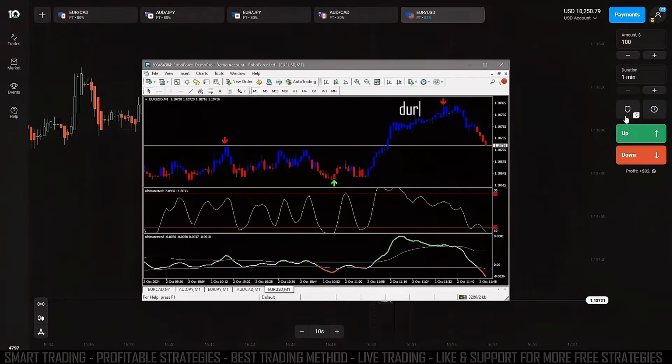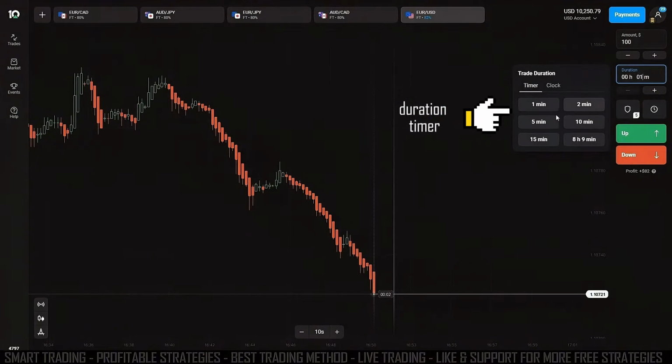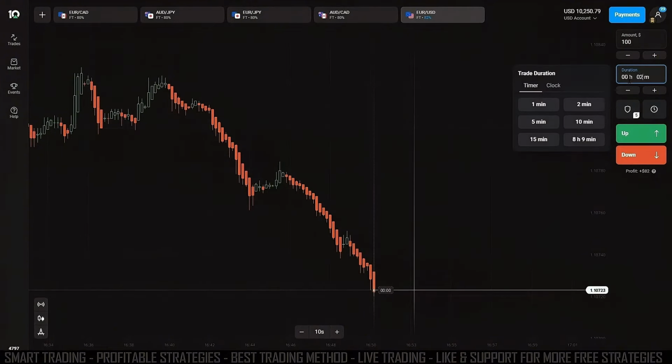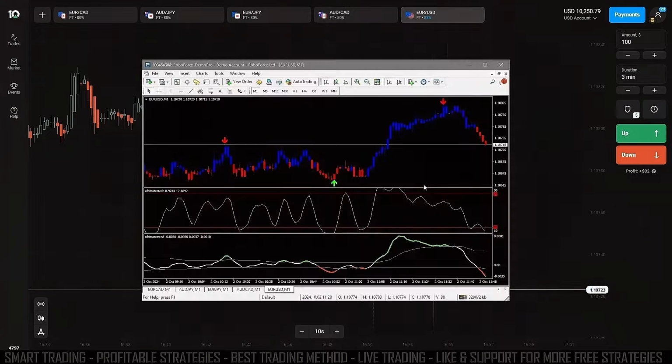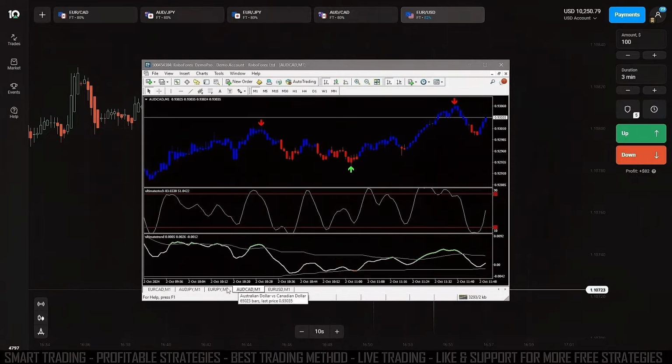We will set our timer to either 2 or 3 minutes, as this duration tends to yield the best results when combined with our three indicators. Now, let's take a closer look at more charting positions available to us.